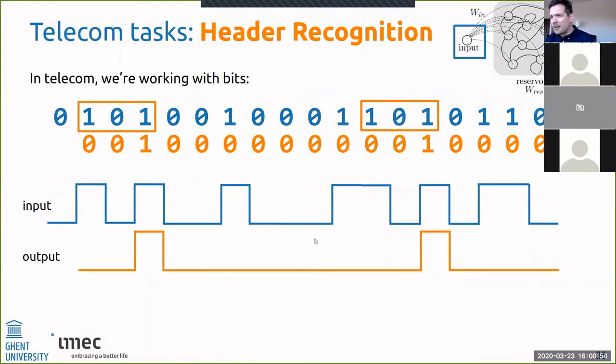Another telecom task is the header recognition task, where we try to find headers of a certain length in a bit stream. For example, here we visualize the 101 header, so we should only output a pulse when there's a 101 header. Otherwise, we always have to output 0. Headers are typically used as identifiers for a bit stream. So it's basically telling the router, careful, there's some information coming. So this is quite interesting if you can recognize headers like this.